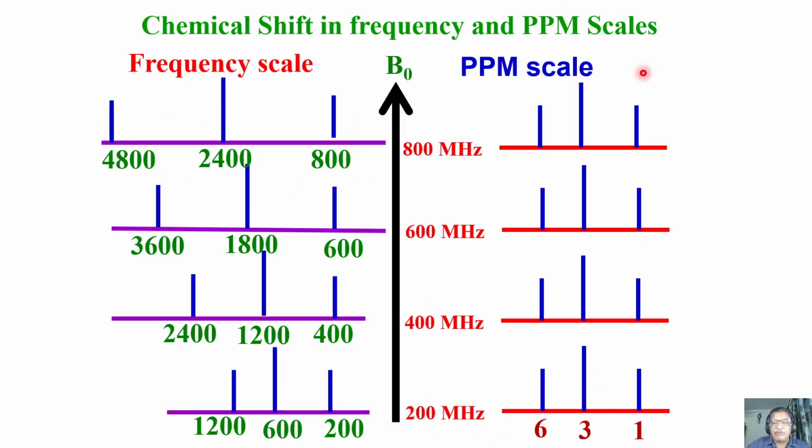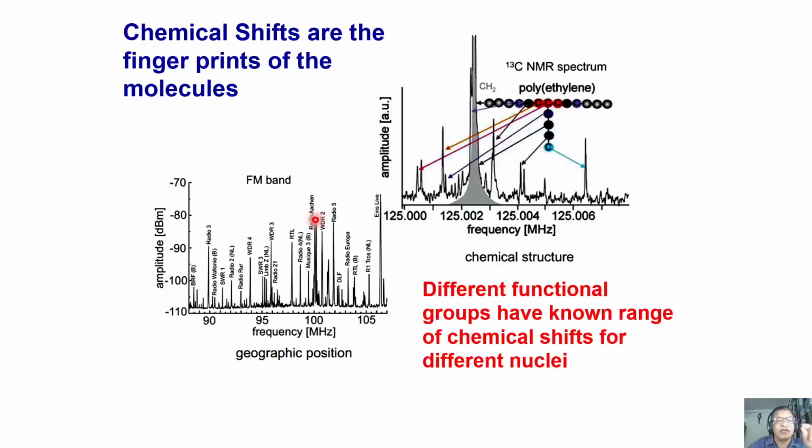When expressed in the ppm scale, the spectrum remains the same. Whatever value you express in ppm, in any spectrometer, that remains the same. Whereas in the frequency scale, it increases. That shows there is a dispersion in the spectrum, giving better resolution. All these chemical shifts are the fingerprints of the molecule.